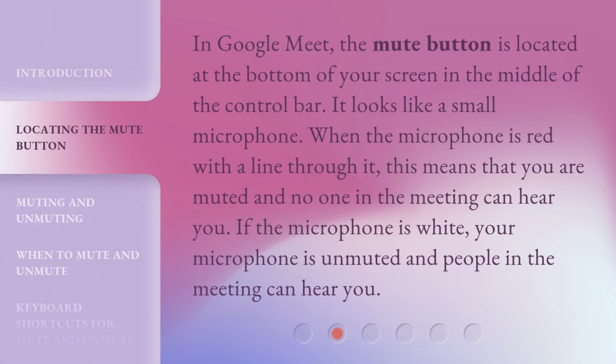In Google Meet, the mute button is located at the bottom of your screen in the middle of the control bar. It looks like a small microphone. When the microphone is red with a line through it, this means that you are muted and no one in the meeting can hear you. If the microphone is white, your microphone is unmuted and people in the meeting can hear you.